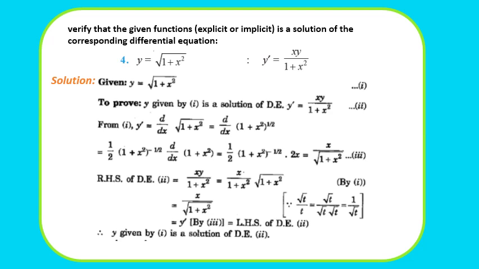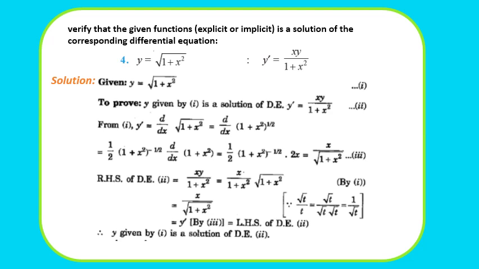Now differentiating equation 1, we have y dash equals the differential of 1 plus x square, the whole power half. Applying the chain rule, we get 1 upon 2 into 1 plus x square power minus half into the differential of 1 plus x square. So it is half, 1 plus x square power minus half, into 2x. On simplifying, we get x upon under root 1 plus x square.